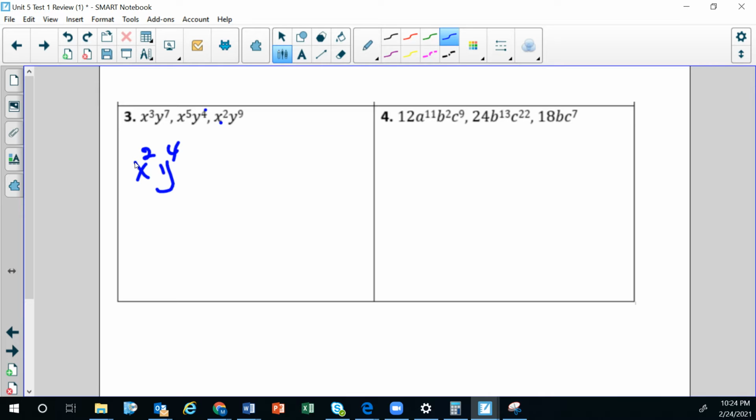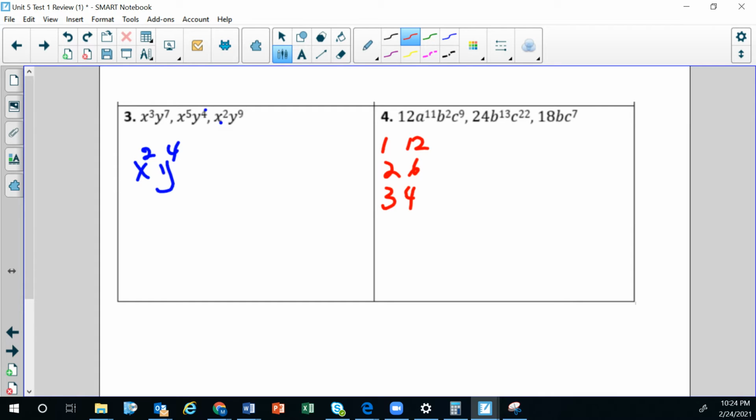Let's look at number 4. First, we're going to look at the coefficients 12, 24, and 18 and find the GCF of those coefficients. If you're not sure, we can write it out. For 12, it's going to be 1 and 12, 2 and 6, and 3 and 4.